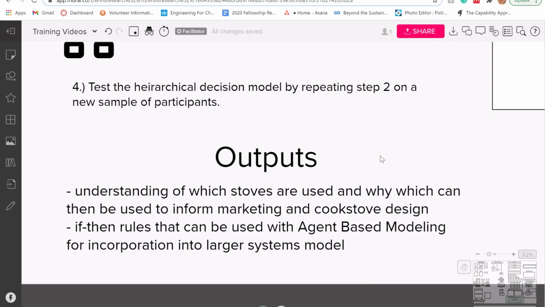So that was just a quick overview of ethnographic decision trees, and hopefully it's more clear on the benefits of using this and some of the insights that can be gained.